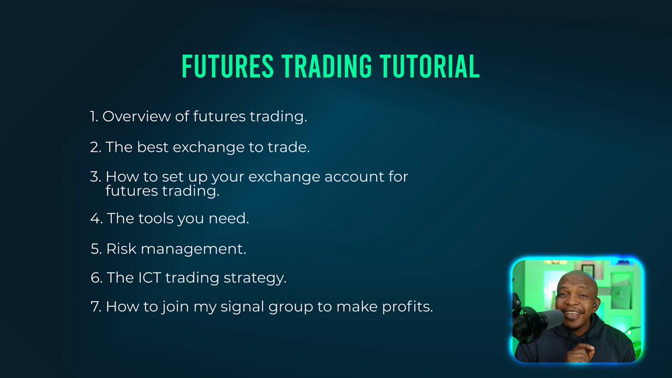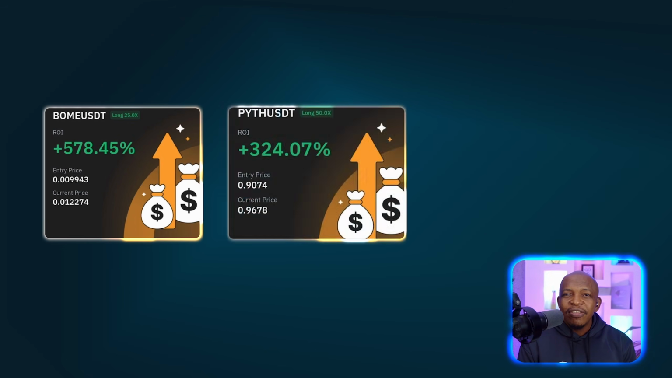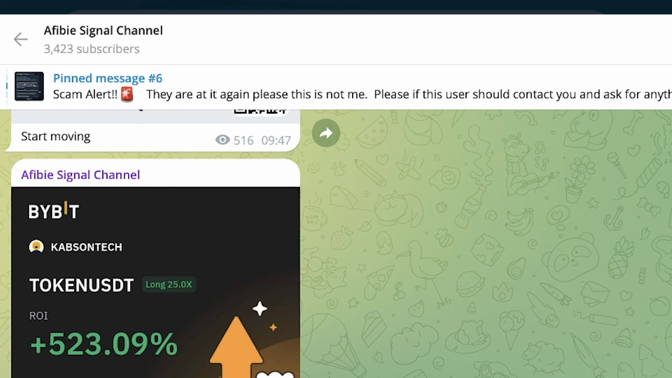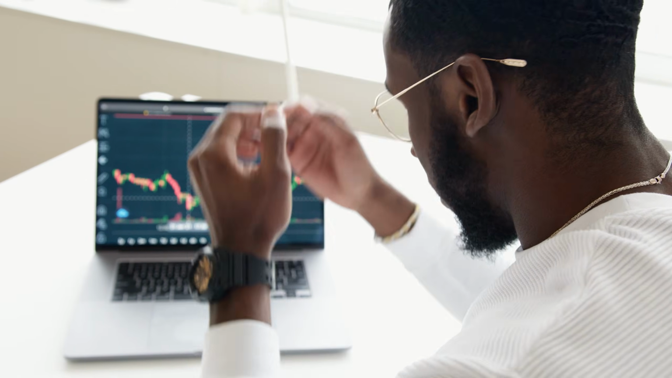The profits are incredible. This is a 571% gain, this one is 324%, and this is 473%. If you go through our Telegram group, you will see there are lots more like this. But the thing is that you can be given a signal and still mess it up. That is why you need to go through this training first.